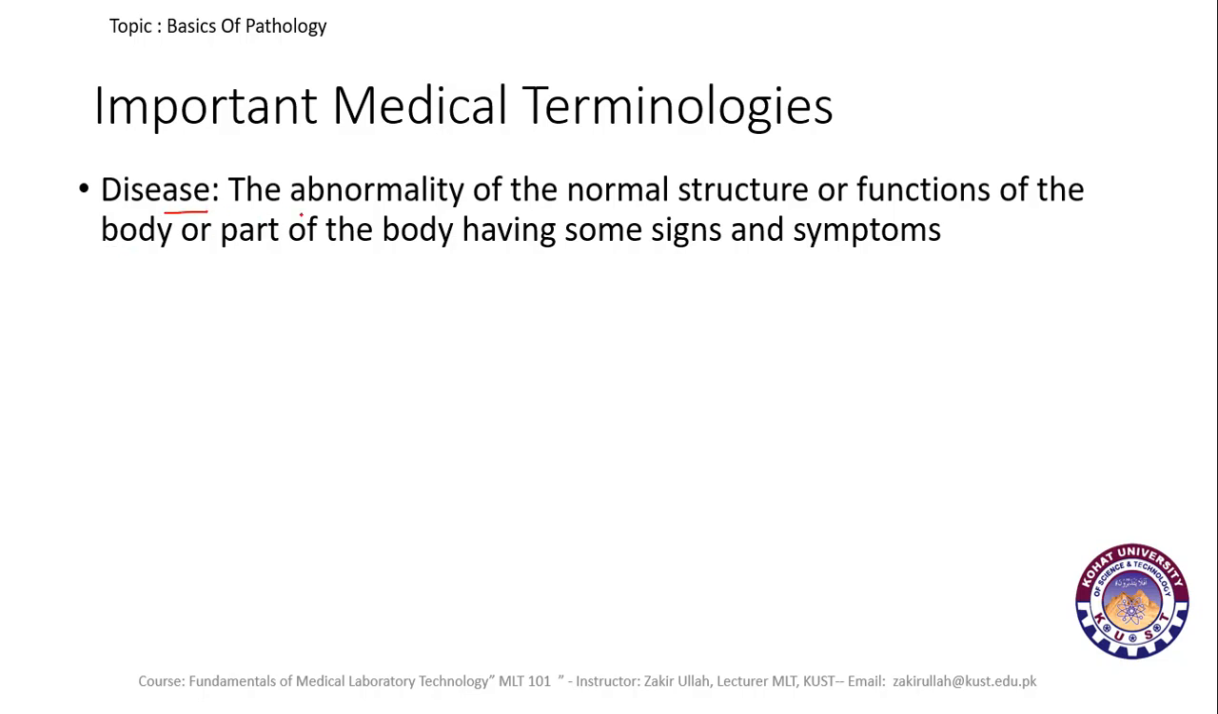Disease is basically the abnormality of the normal structure or functions of the body or part of the body, along with signs and symptoms. For example, if a person is having a malarial infection, then malaria is a disease condition and this is an infectious condition.